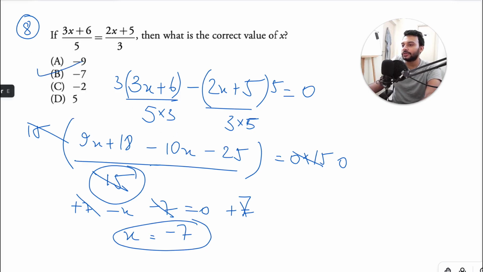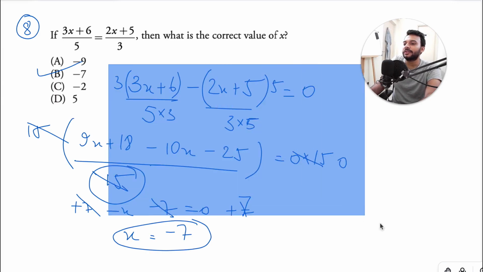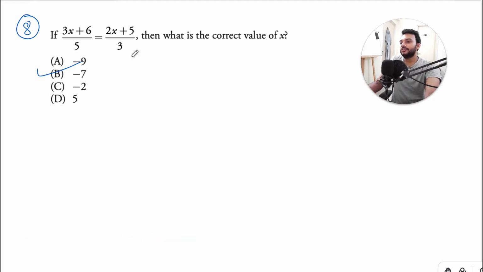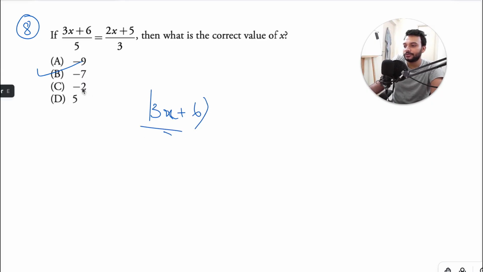What is the other way of solving this? The other way is to do cross multiplication. That's another methodology of solving equations. So that means you simply multiply a 3 on both sides to get rid of the 3 in the denominator on the right hand side. So we'll be getting rid of things one by one on both sides.